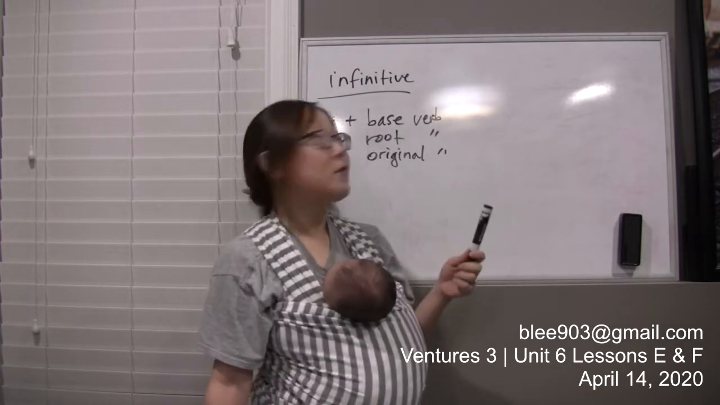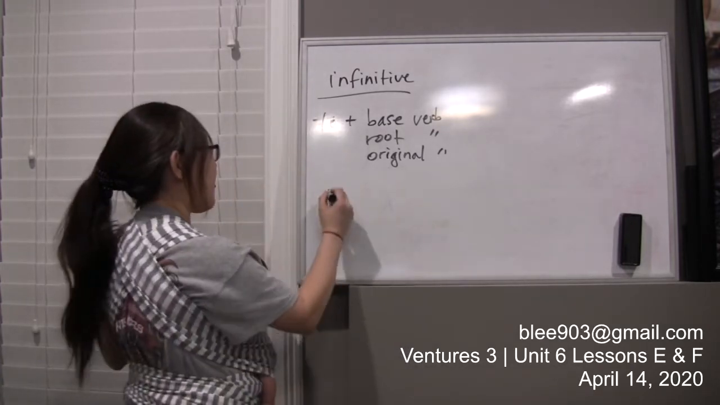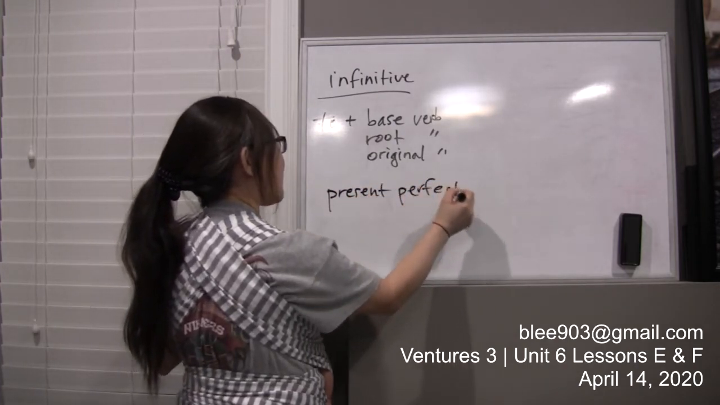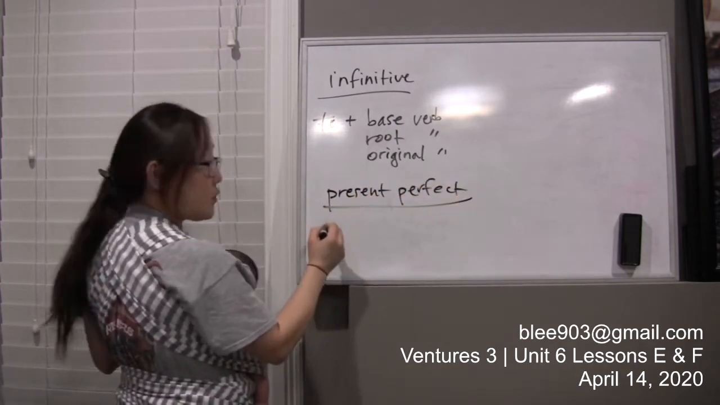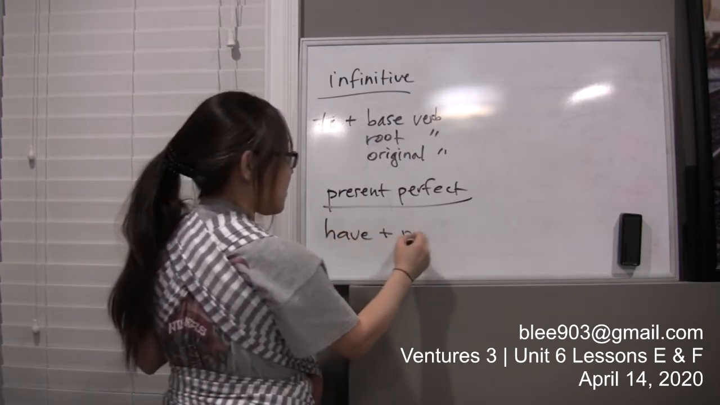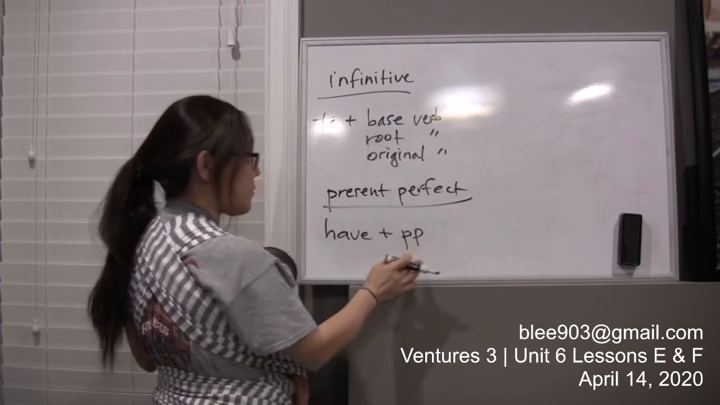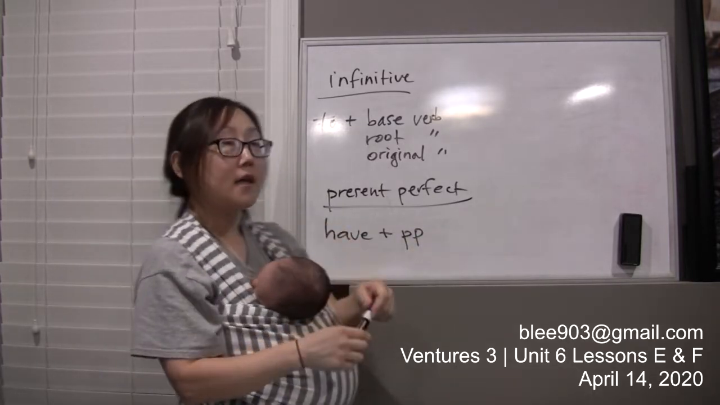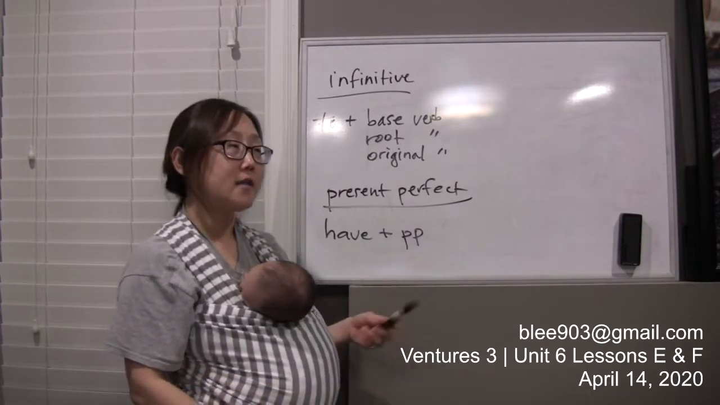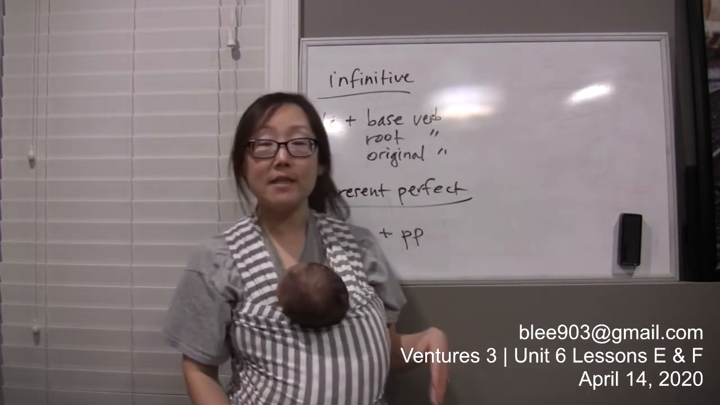Okay, and then present perfect tense, if you remember, in order to make present perfect tense, we need to use a form of have plus PP. So if you remember, PP is past participle. So instead of give, we would say given. Instead of teach, we would say taught. Instead of eat, we would say eaten.